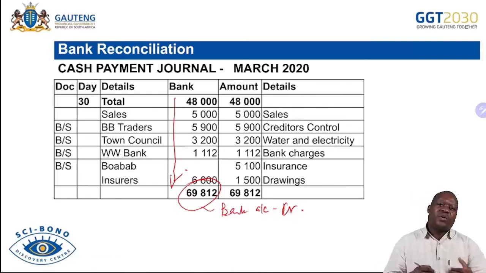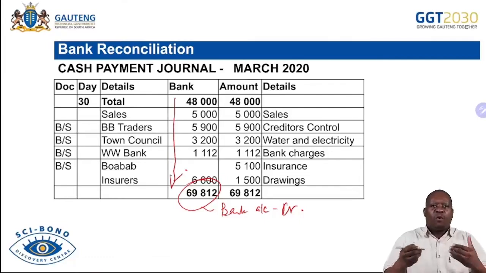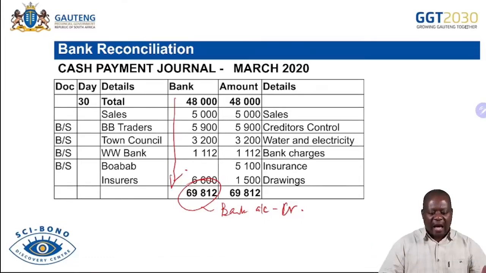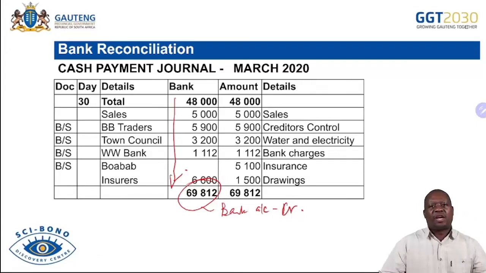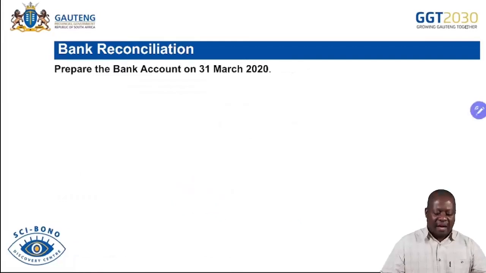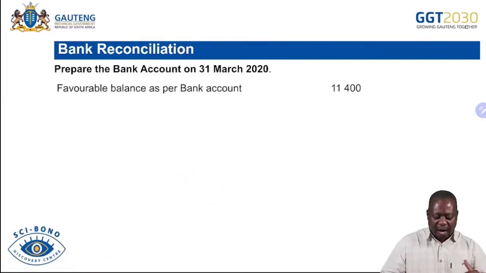These are things that we should always be able to do without even thinking, because these are mechanical movements. In other words, we do them the same way over and over again. Now, after having the CRJ and the CPJ, what is it that we should do next? We are now going to be preparing our bank account as instructed. So let's go to the bank account and see what it is going to look like.